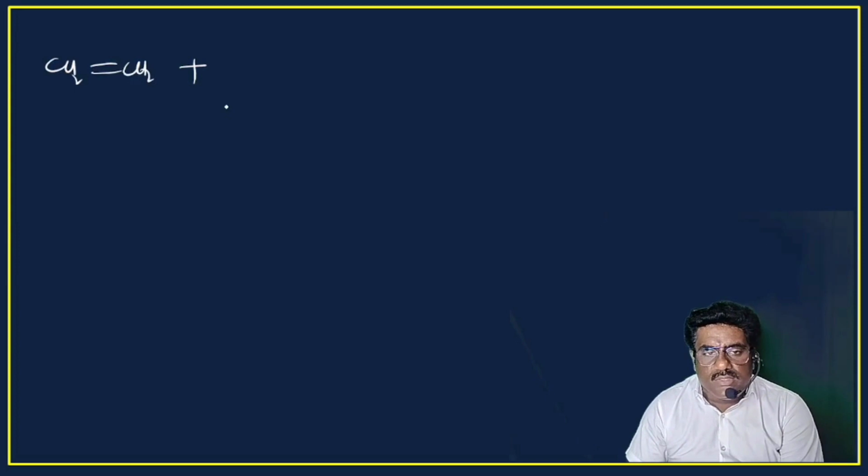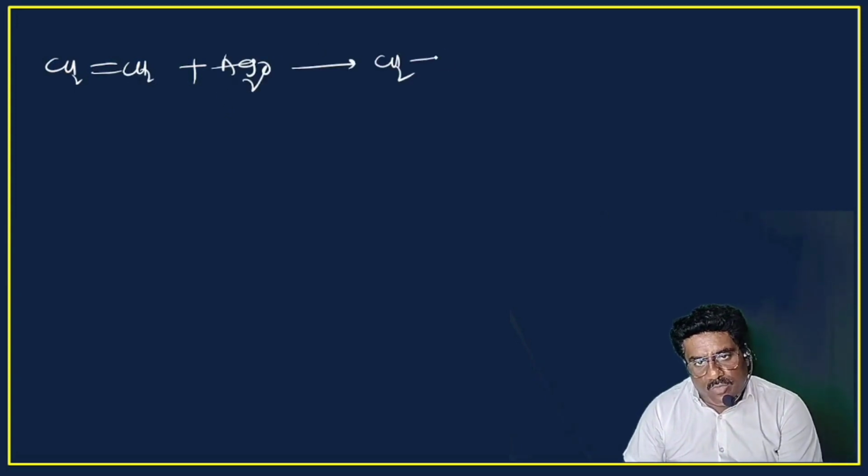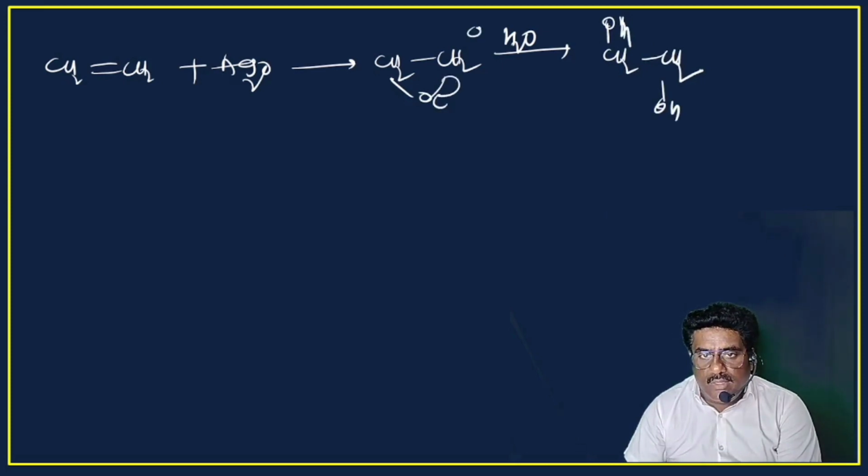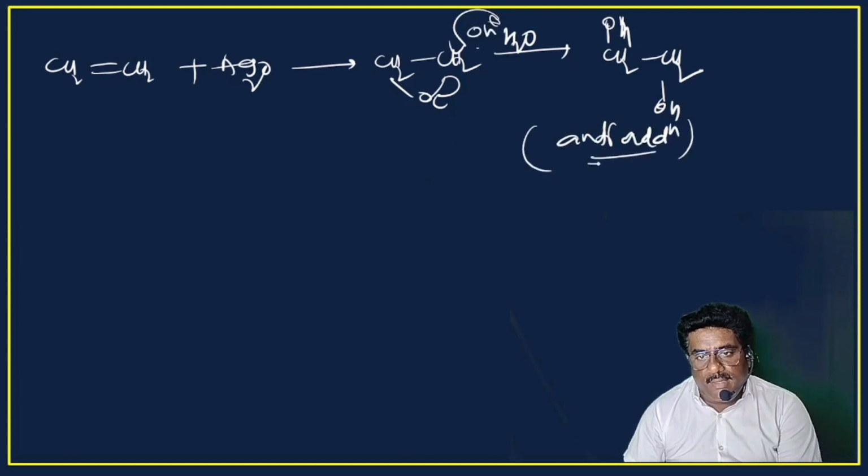See, CH2=CH2 with silver oxide, Ag2O. It forms epoxide, CH2-O-CH2, and adding water H2O, it forms CH2OH CH2OH. It is an anti-addition. OH minus attacks on this side. Yes, it is an anti-addition.